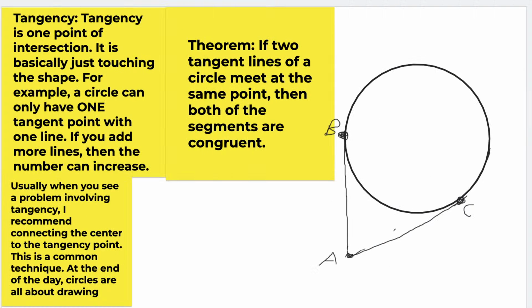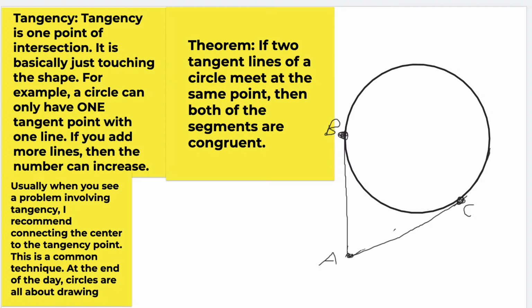So now let's go over some concepts. Tangency is just one point of intersection. Basically, you're touching the shape. For example, a circle will only have one tangent point with one line. The number will be more if there are more lines. That's obvious. Usually when you see a problem involving tangency, all you have to do is connect the center to the tangent point. Not all, but that's a very important tip. You connect the center to the tangent point, which is a very common technique.